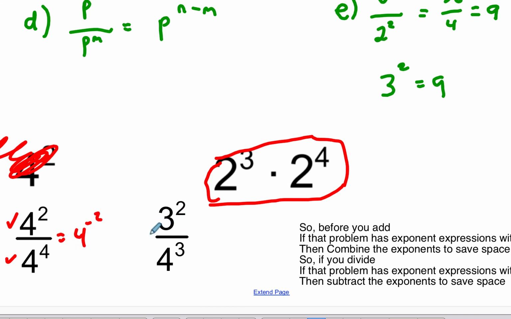Notice this one right here. They don't have the same base. Won't work. They don't even have the same exponent this time.